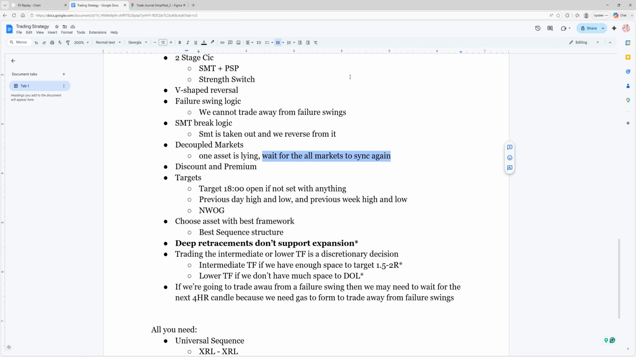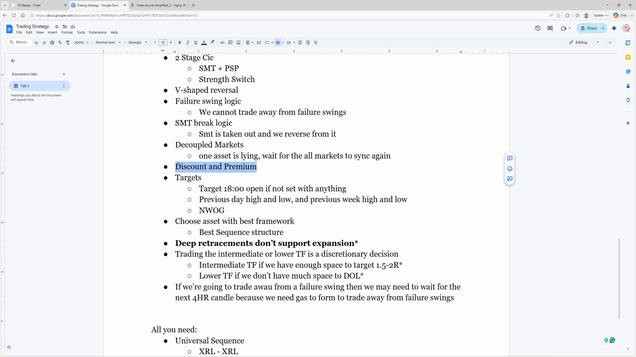So for example, if the Dow is going down and NASDAQ is going up, the Dow is going to hit a level, create a swing point, and then start moving up along with NASDAQ. So now I know the Dow was the one that was lying and NASDAQ was correct. Now that I see they're all moving in sync, I can trade higher, assuming that it makes sense. This doesn't happen every day, but when it does happen, it's good to be aware of how to handle and navigate that.